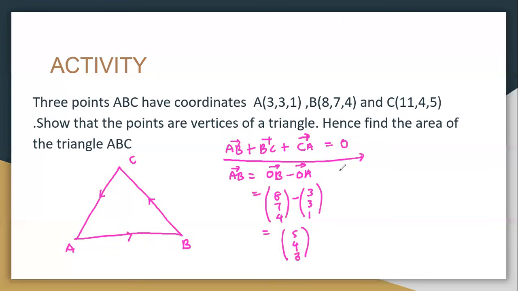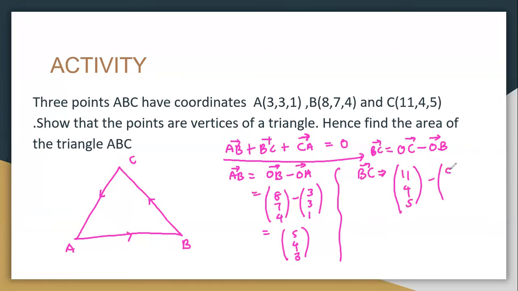I went ahead and calculated BC, whereby BC is the same as vector OC minus OB. 745 minus 874, getting 3 negative 3, 1.